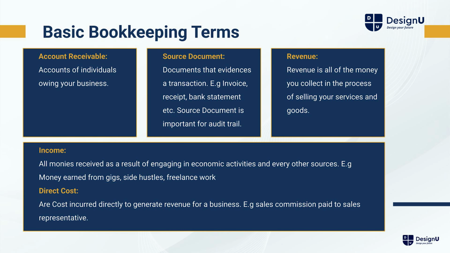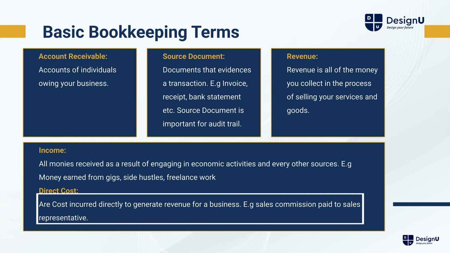Then the next you need to understand is direct costs. What are direct costs? From the word direct and cost. So direct costs are simply costs that are directly related or directly incurred for the purpose of producing your goods or rendering your service, right?